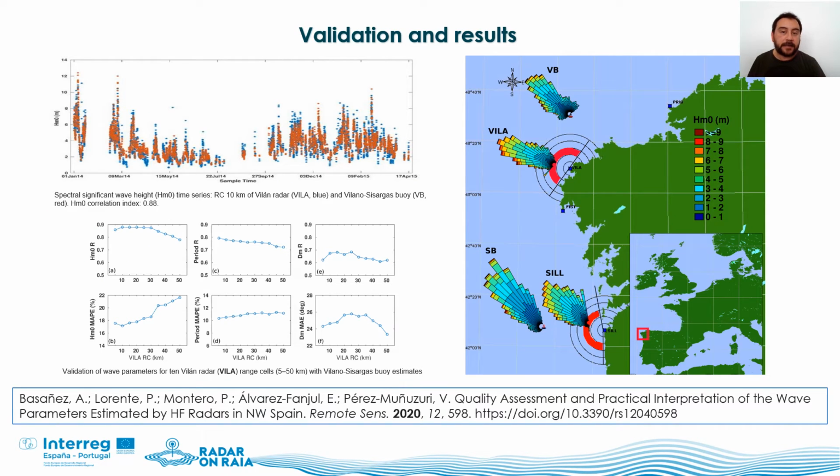The results were validated against observed buoys. The study was published by Basañez et al. 2020. Only a few examples are shown here. For example, a time series with the comparison of heights measured by the HF radar and a buoy belonging to Puertos del Estado, some correlation plots for different range cells, and a comparison of several rows of waves. As you can see, the agreement is pretty good, so it has given us confidence in disseminating this data to local stakeholders.